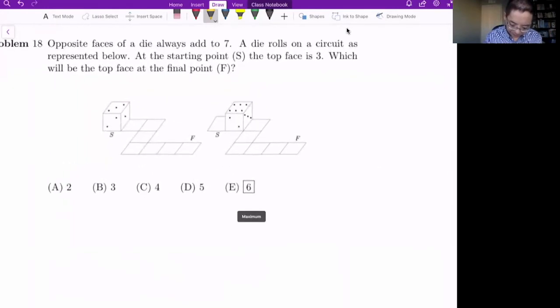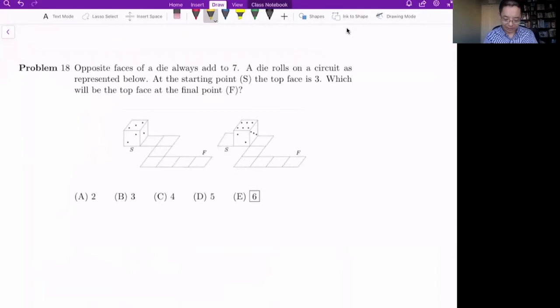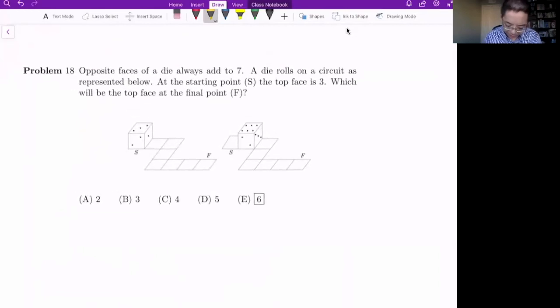All right, let's do several steps together. The first one: if you roll, then because the opposite faces add together to 7, if this is 1, on the other side will be 6. So then when you roll, 6 will be on the top. Now let's look at the next step. This is 3, so on this side will be 4, because they add together to 7.